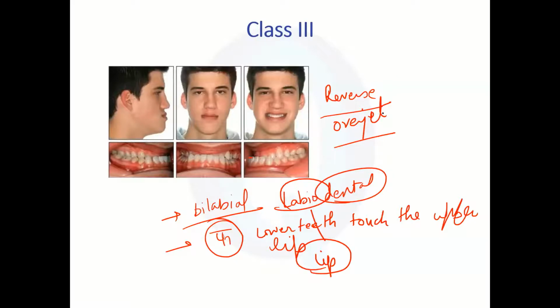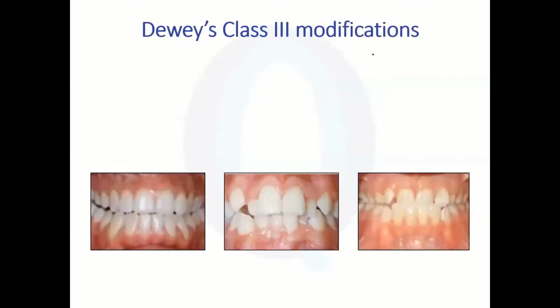Okay. Ma'am, Dr. Tasneem has asked, are reverse overjet and crossbite the same or different? They are almost the same. When you say reverse overjet, it is for the anterior teeth, and also for the posterior teeth. Crossbite is usually the same. They're just different terminologies. It is essentially the same.